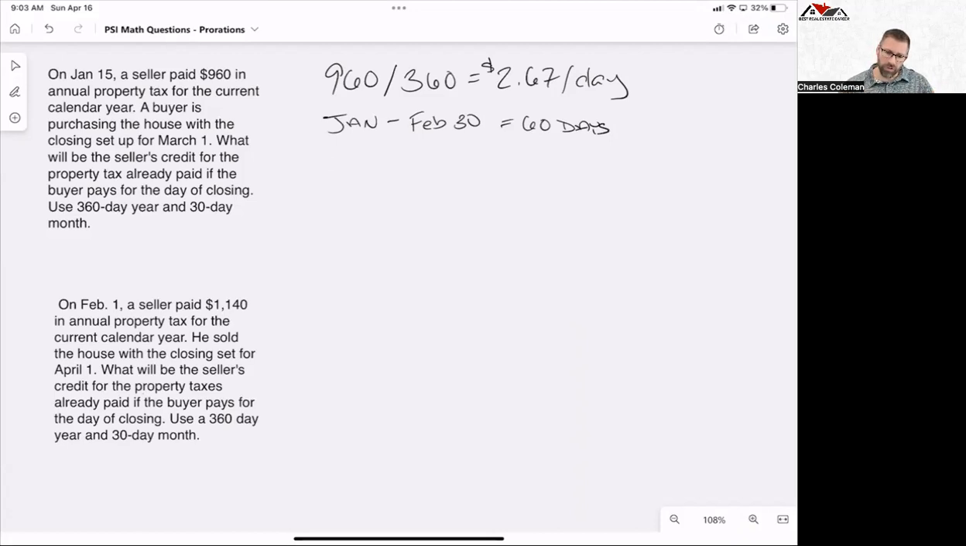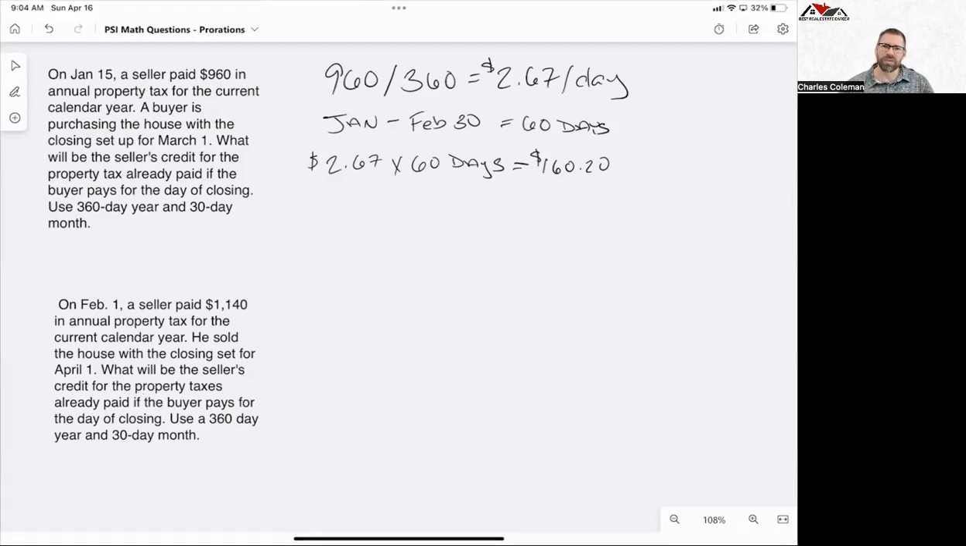So then we're going to go $2.67. We're going to multiply that by 60 days. That's going to give us $160.20. Awesome. So that is how much of the time that the seller used and how much they need to pay for their share of the property taxes for this property.